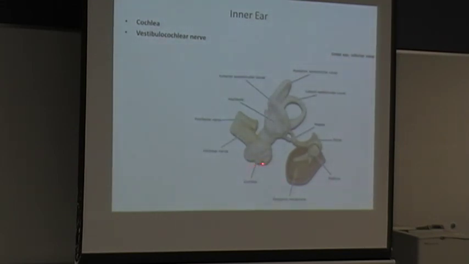The cochlea is the snail-shaped looking thing here. That's responsible for your hearing, whereas this structure here is more for balance. But the cochlea is the snail shell right here. And the vestibular cochlear nerve is cranial nerve number 8, and that's what innervates that structure.